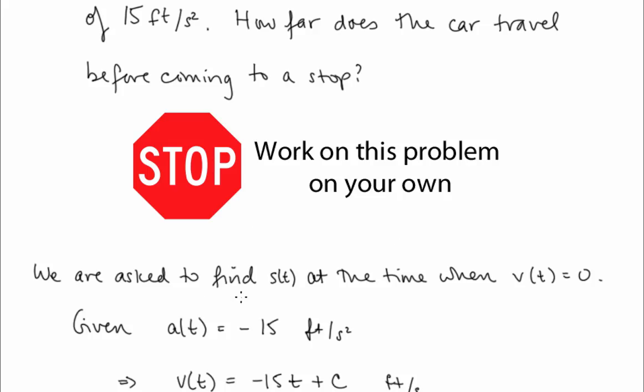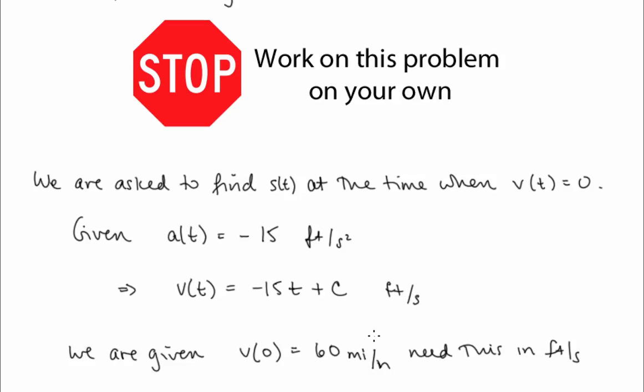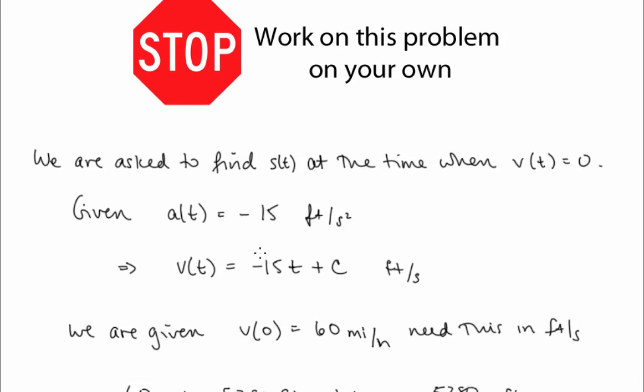So again, we're asked to find s of t, the distance, at the time when the velocity is equal to 0. And what are we given? Well, we're given that our acceleration is negative 15 feet per second squared. So right away we know that we can find a form for the velocity by taking the antiderivative. That's going to be negative 15t plus a constant.